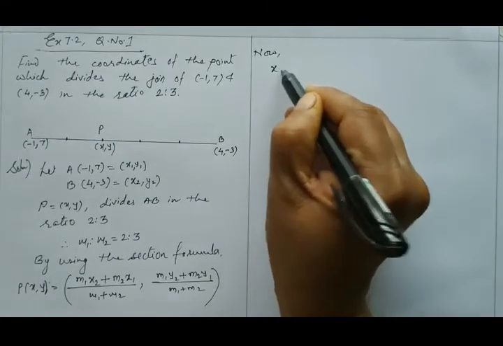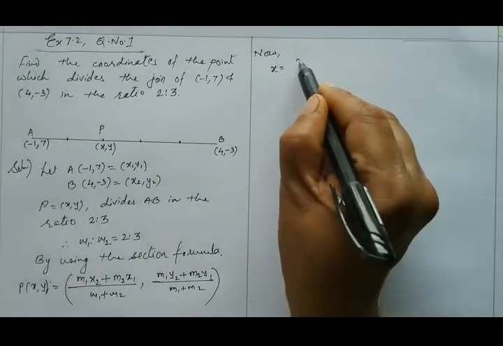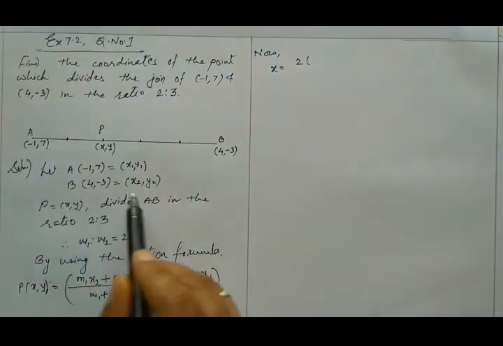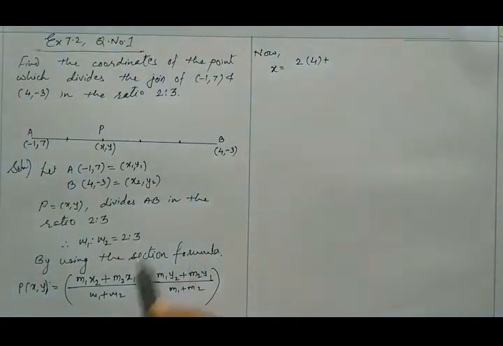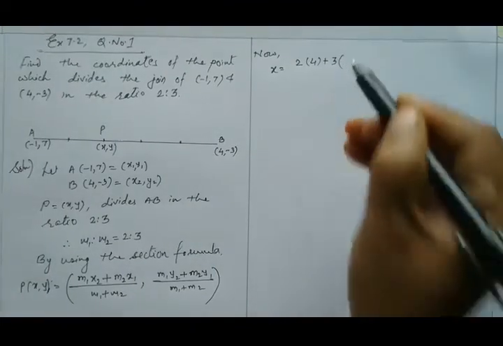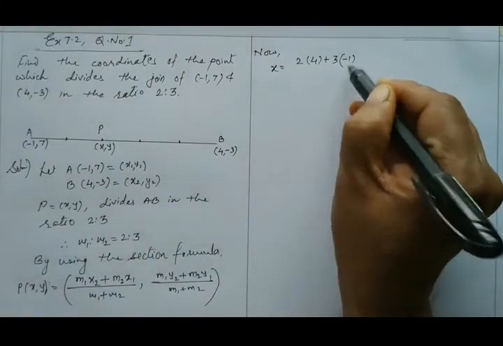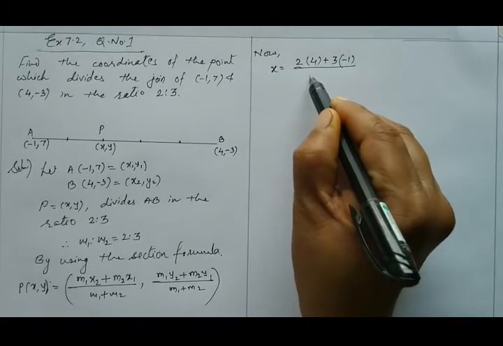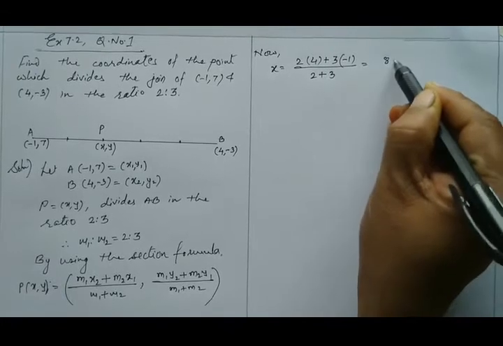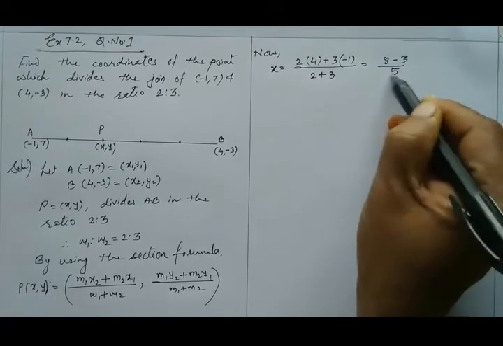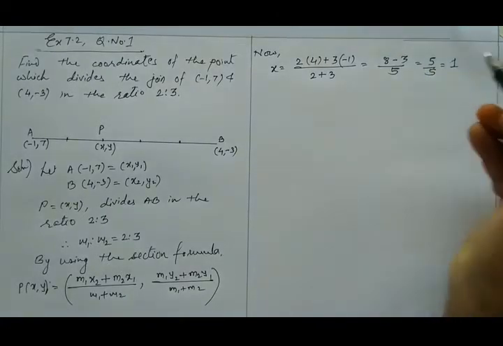So x coordinate is equal to m1. What is m1? m1 is 2. So 2 into x2. What is x2? x2 is 4. 2 into 4 plus m2. m2 is 3. Okay, 3 into x1. What is x1? x1 is minus 1. Okay, upon 2 plus 3. So simplify this. 8 minus 3 upon 5. So 5 upon 5. So x coordinate is 1.